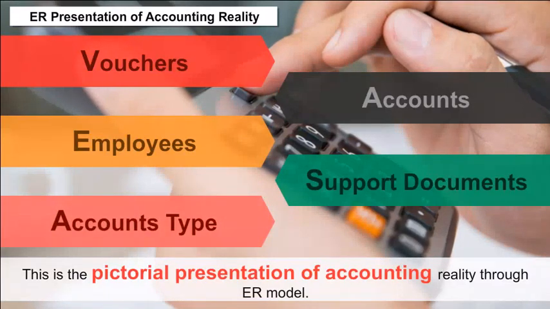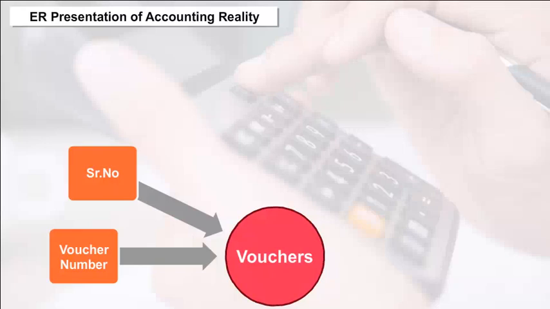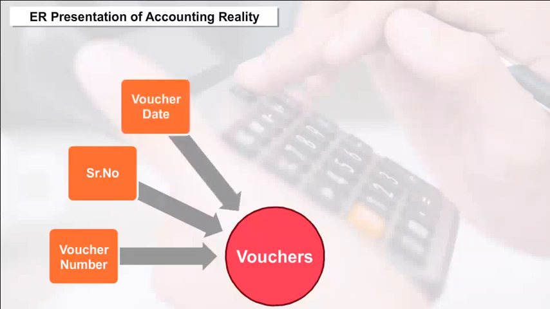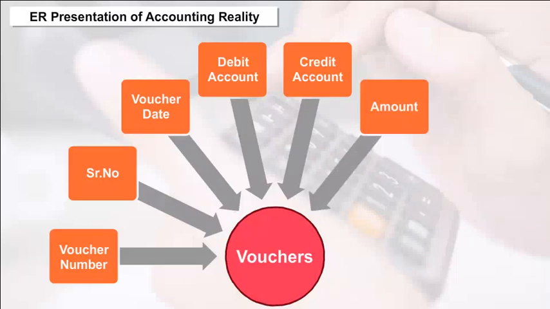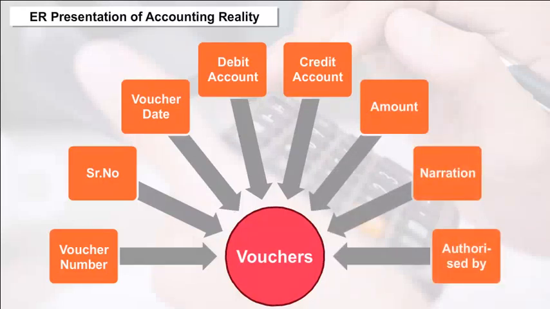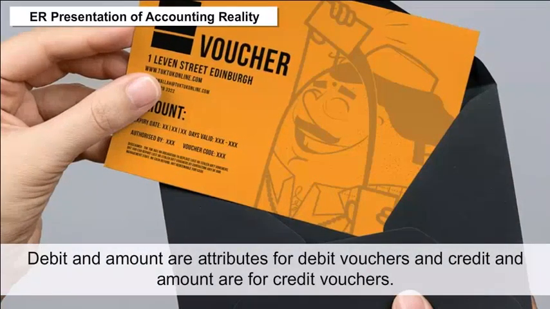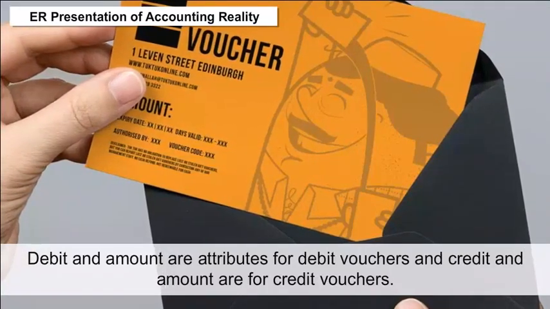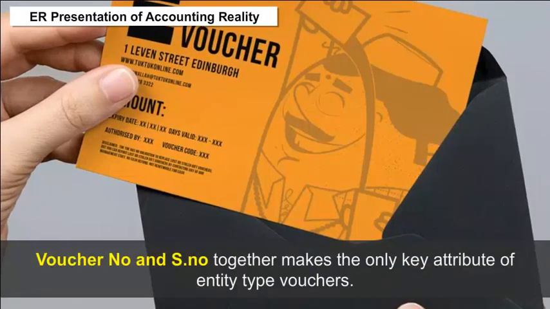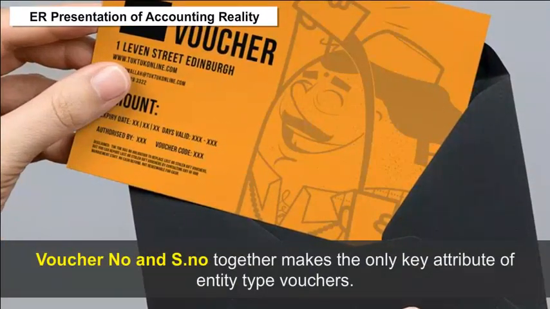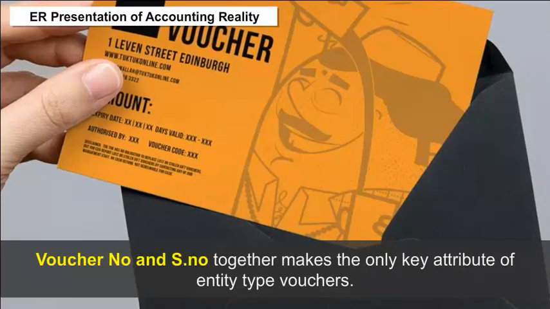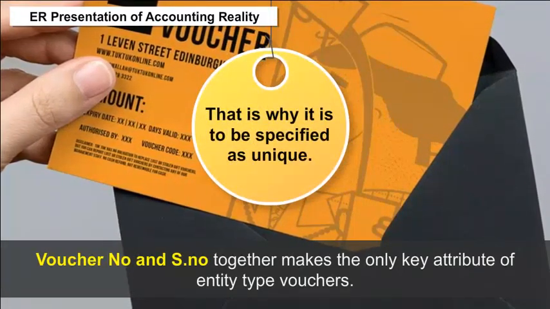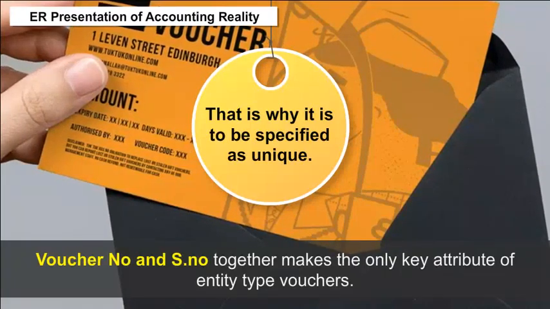The vouchers entity, with attributes voucher number, serial number, voucher date of creating, debit, credit account, amount, narration, authorized by, prepared by, is used for storing transaction data. Debit and amount are attributes for debit vouchers, and credit and amount are for credit vouchers. Voucher number and serial number together make the only key attribute of entity type vouchers. That is why it is to be specified as unique.